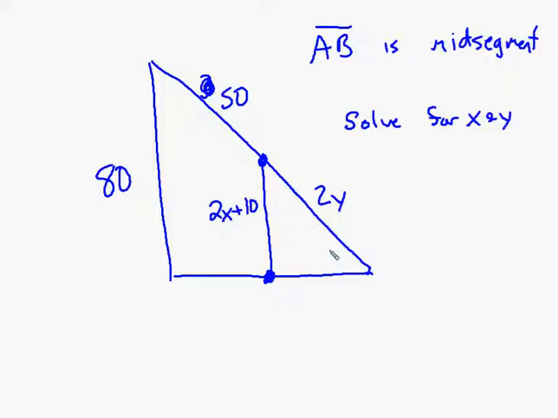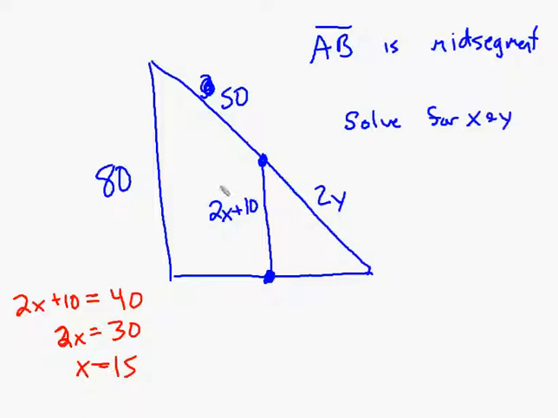Alright, since we're solving for the variables, how do I set that up? How do I solve for x? I could just do half of 80. I could set it up 2x plus 10 equals 40, because this piece is half of this piece if it's a mid-segment. So I could subtract the 10, get 30, then divide by 2 and get 15. That is one way to do that.